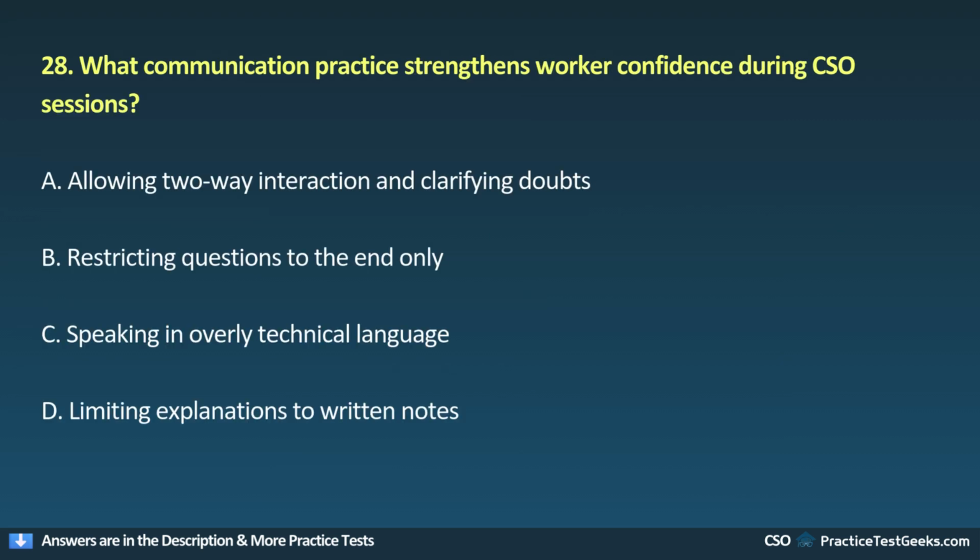28. What communication practice strengthens worker confidence during CSO sessions? A. Allowing two-way interaction and clarifying doubts. B. Restricting questions to the end only. C. Speaking in overly technical language. D. Limiting explanations to written notes.